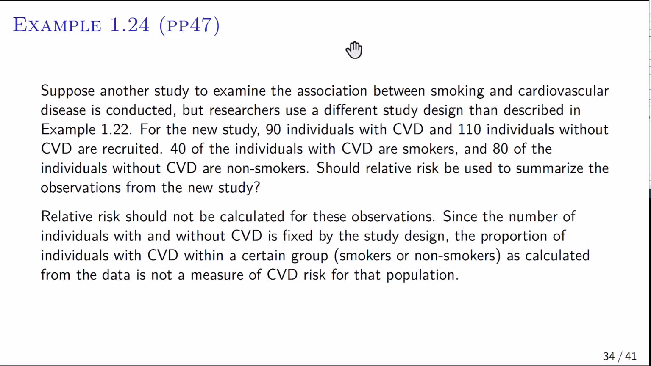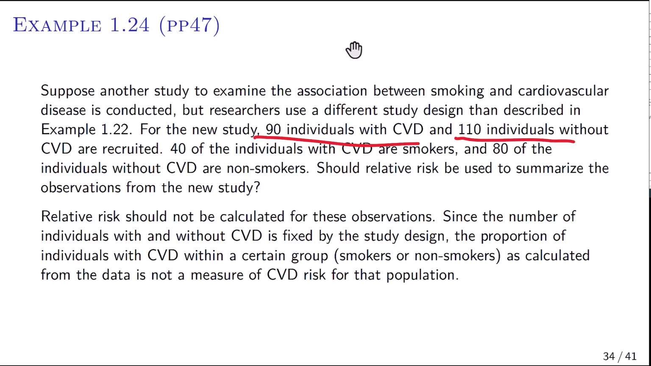In this case, take a look at how this study is designed. We're still interested in the association between smoking and cardiovascular disease, but the researcher uses a different study design than described in example 1.22. For the new study, 90 individuals with CVD and 110 individuals without CVD are recruited. 40 individuals with CVD are smokers, and 80 of the individuals without CVD are non-smokers.